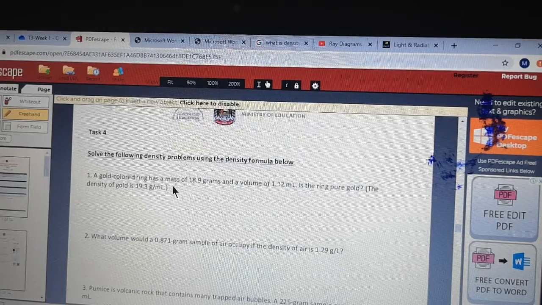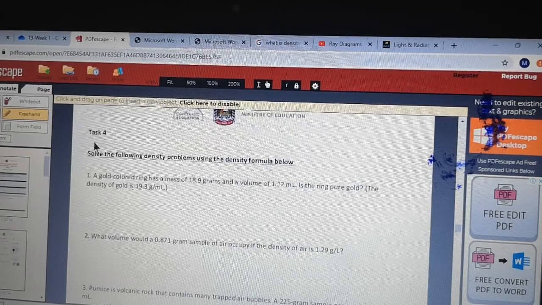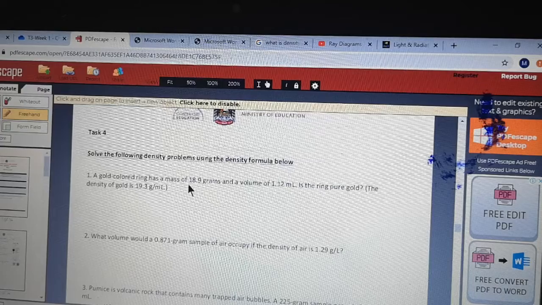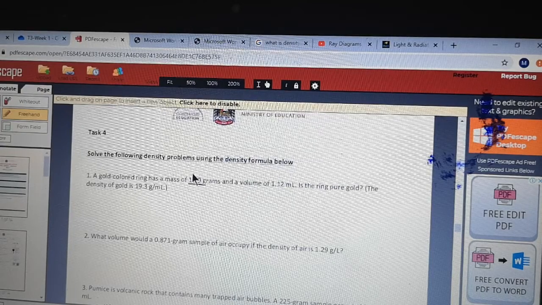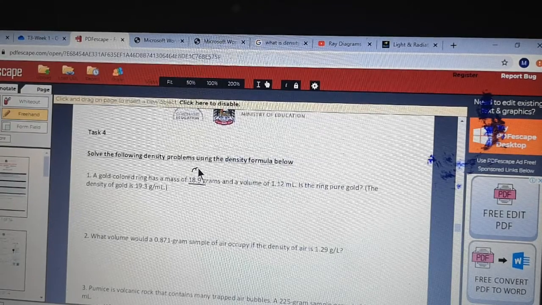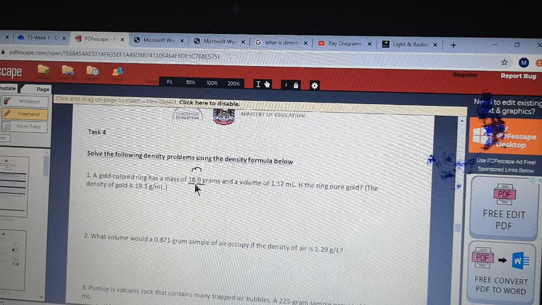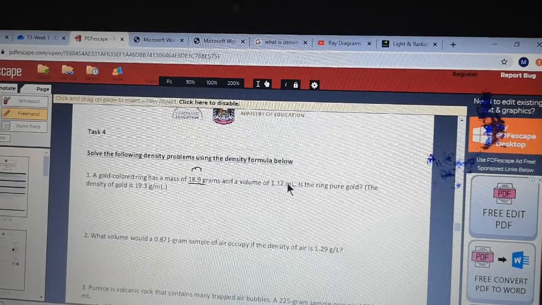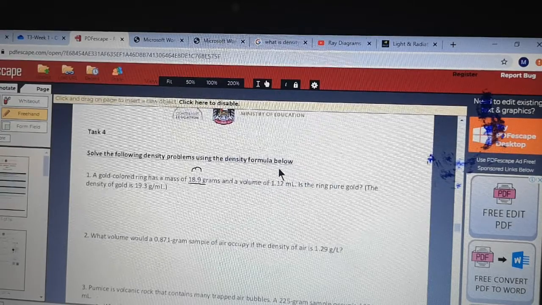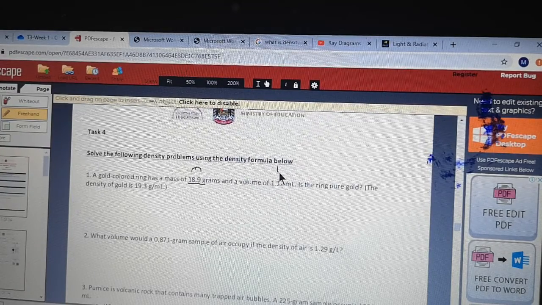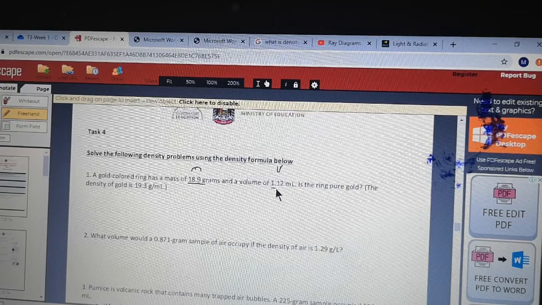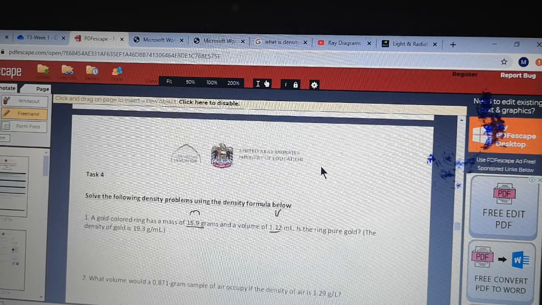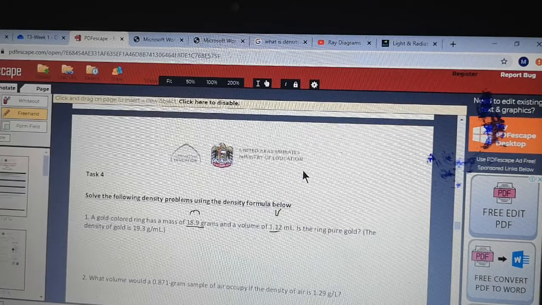A gold ring has mass 18.9 grams. Now immediately I'm just going to underline this number and call it M, because I know the M in a volume of 1.12 milliliters. So I know the V for volume is 1.12. This is for gold.